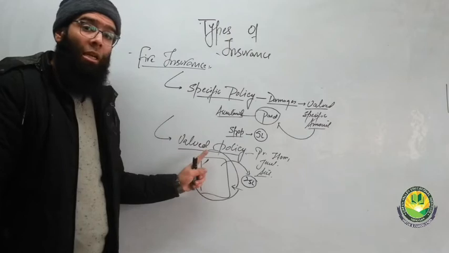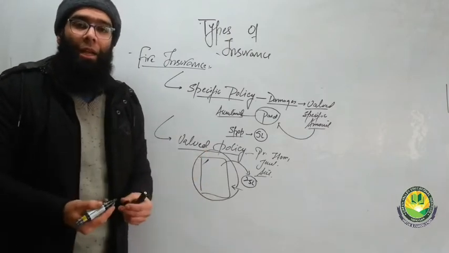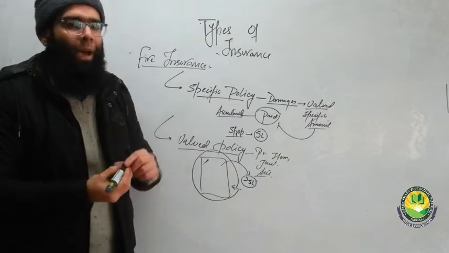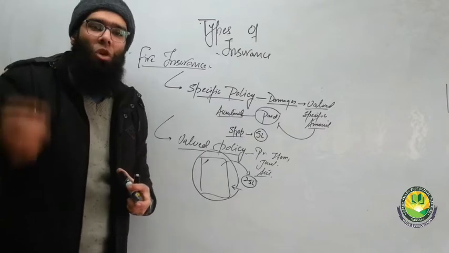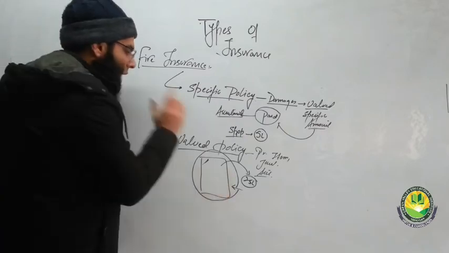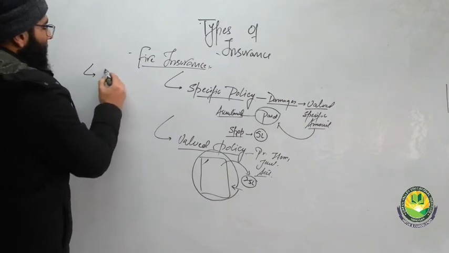So in valued policy, we cannot ascertain the sum of damages. If there is a painting, if there is some jewelry, there is some crack in that gem, we cannot ascertain how much this damage costs. So there the valued policy is used. Then we have average policy.